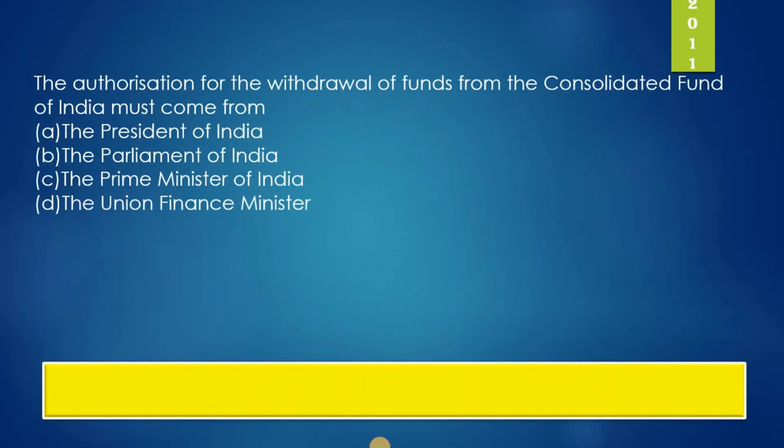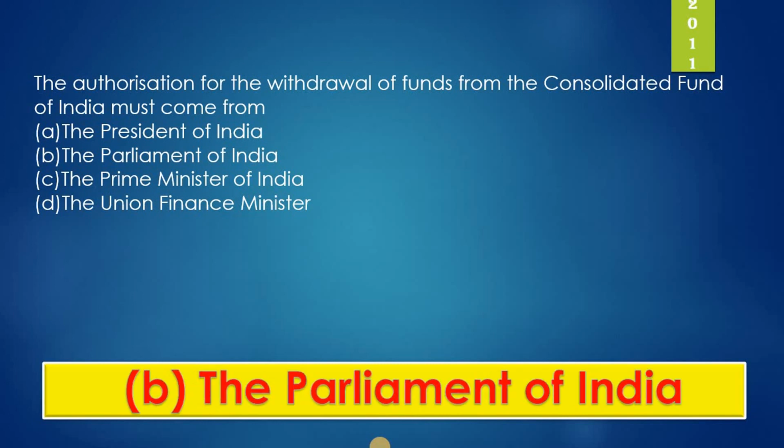Okay, next question. The authorization for the withdrawal of funds from the Consolidated Fund of India comes from whom? So, a straightforward direct question, that is who gives the authorization or permission to withdraw funds from the Consolidated Fund of India? So the answer is option number B, that is the Parliament of India. Okay, the Parliament has the authority for it.